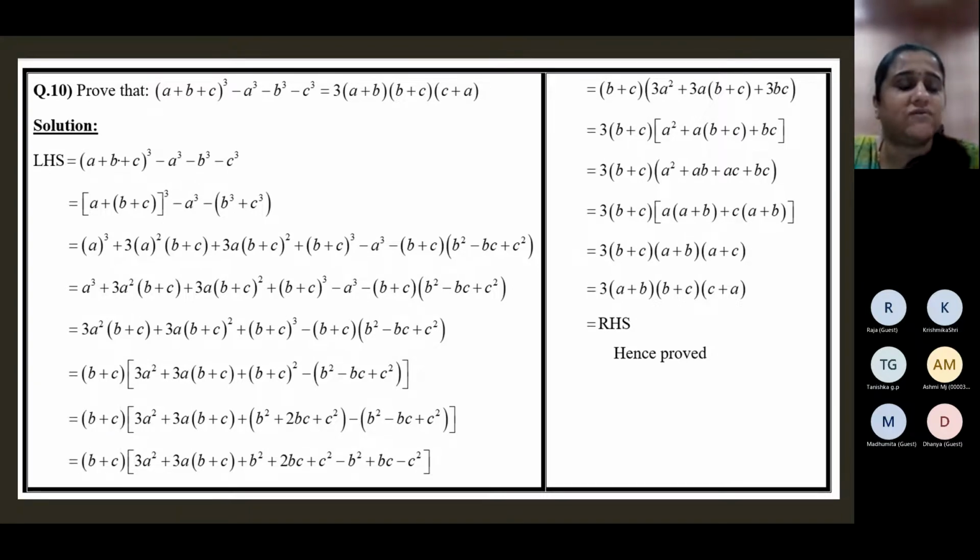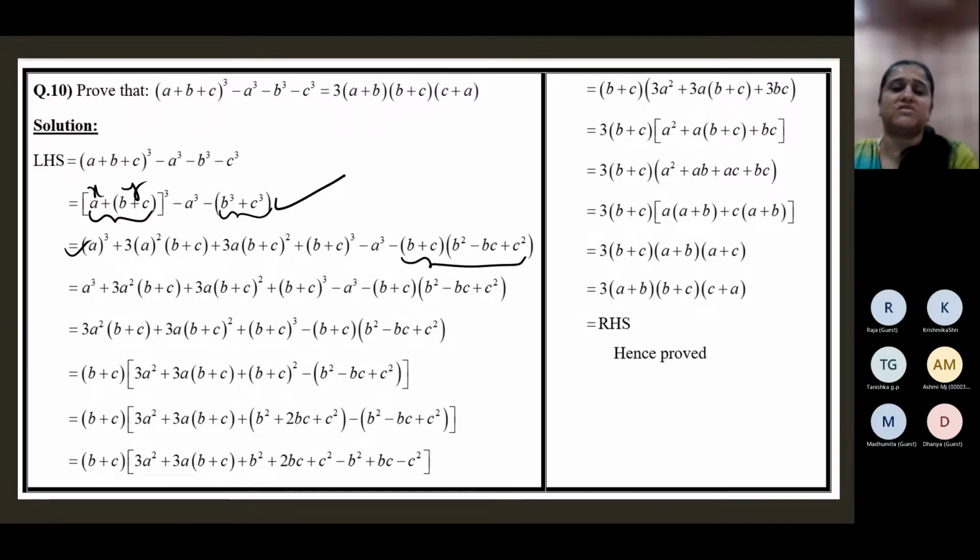So the first step is to enclose b plus c in a bracket and this b cubed and c cubed in a bracket. That's what we have done here. Then we expand this using the identity x plus y the whole cube. That's what we see here. And here this b cube plus c cube, we again use the identity b plus c, b square minus bc plus c square. Two identities we use and we get this step and this step.